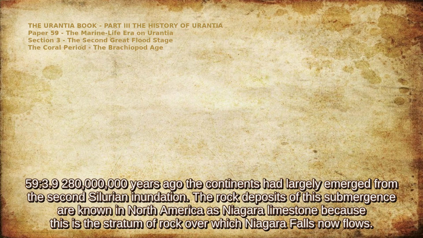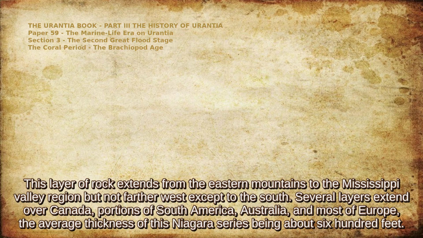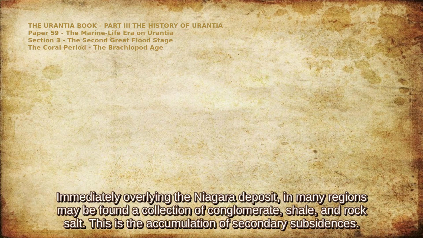280 million years ago, the continents had largely emerged from the second Silurian inundation. The rock deposits of this submergence are known in North America as Niagara limestone, because this is the stratum of rock over which Niagara Falls now flows. This layer of rock extends from the eastern mountains to the Mississippi Valley region, but not farther west except to the south. Several layers extend over Canada, portions of South America, Australia, and most of Europe, the average thickness of this Niagara series being about 600 feet.